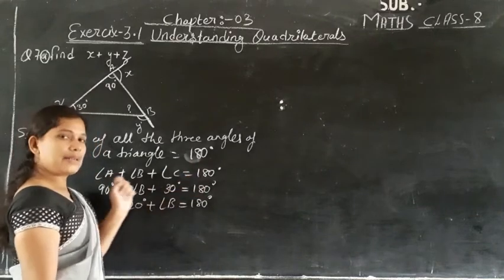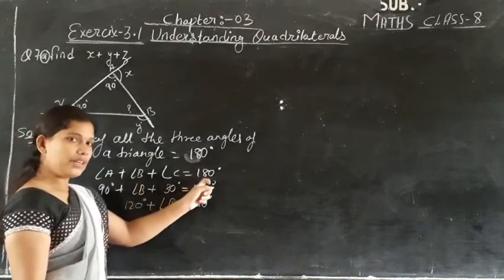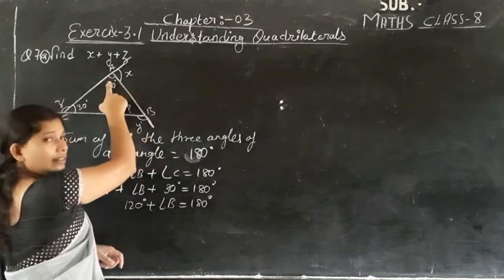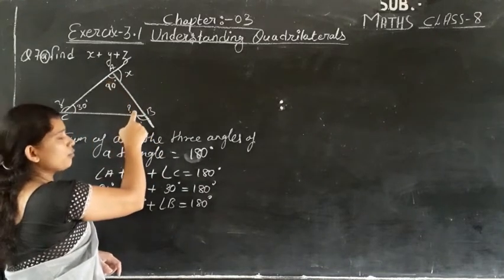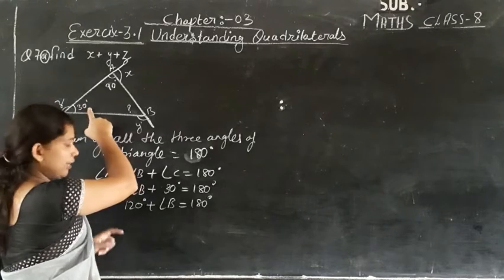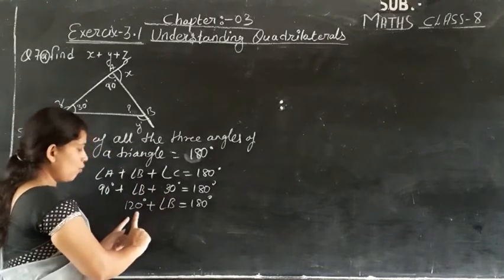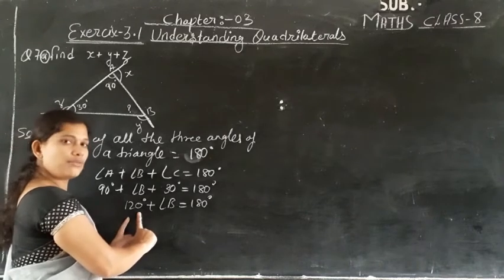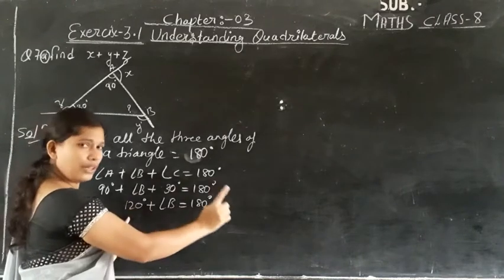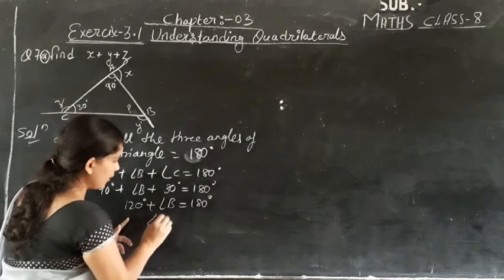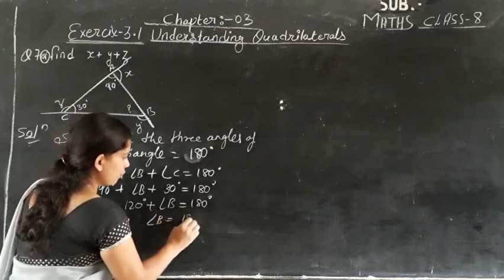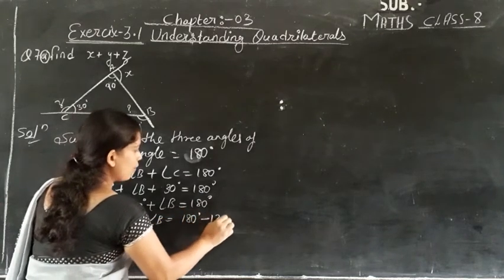That is the angle sum property. So angle A plus angle B plus angle C is equal to 180 degrees. What is the value of angle A? 90 degrees. Angle B we have to find. Then angle C is 30 degrees. Then 90 plus 30 will be 120 degrees. Now what we have to do? We have to transpose this 120 degrees from the left hand side to the right hand side. Then it will become angle B is equal to 180 degrees minus 120 degrees.